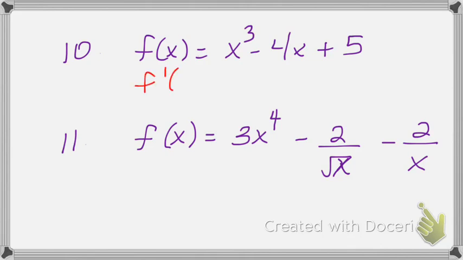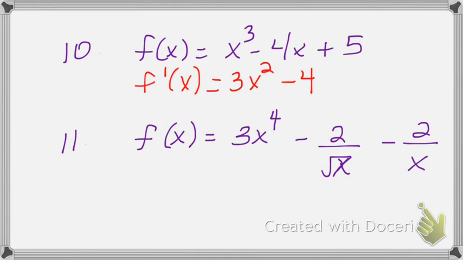If I want the derivative here, that just means I find the derivative of each piece. The derivative of x to the third would be 3x squared. The derivative of -4x would be -4, and then the derivative of 5 is 0, so I don't write anything.